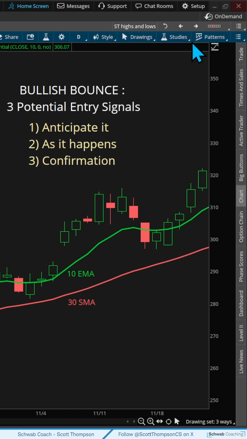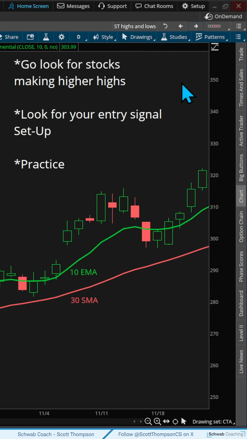Now, make sure you go and practice. Look for stocks making higher highs. Look for your entry signal, and have a great day.